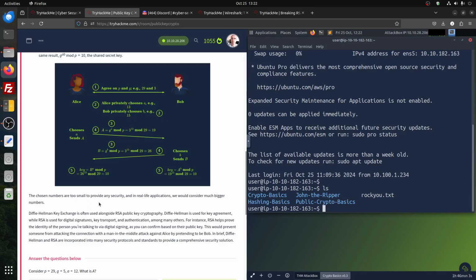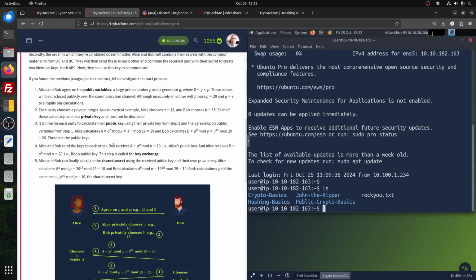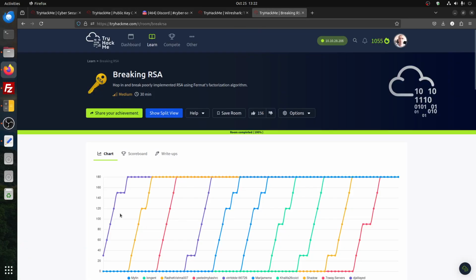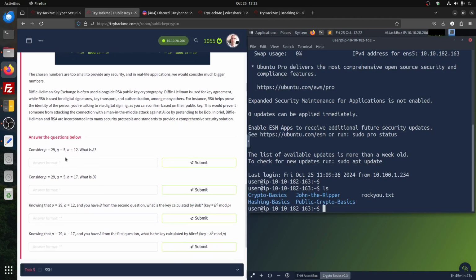And these numbers are too small to provide any security. In real-life applications we would consider much bigger numbers. Usually in CTFs they play around and choose smaller numbers so you can break them. That's why there is the whole Breaking RSA room. For example, I give you a practice here. Consider P equal 29, G equal 5, and a equal 12. What is A?